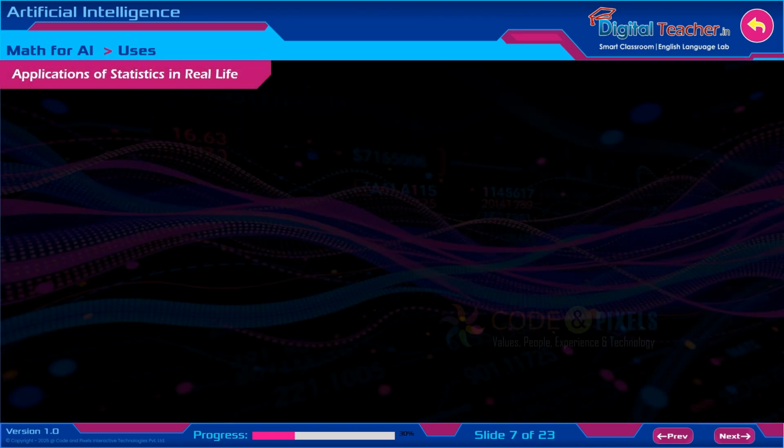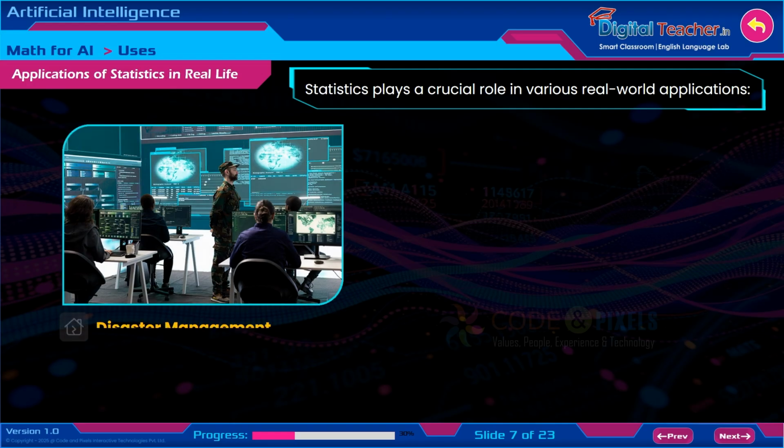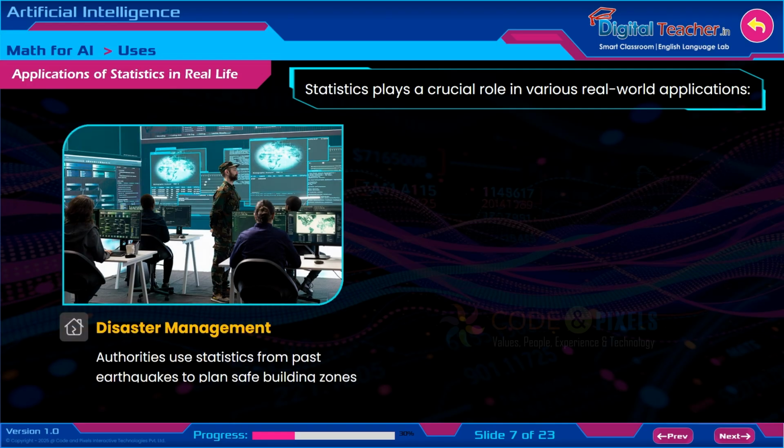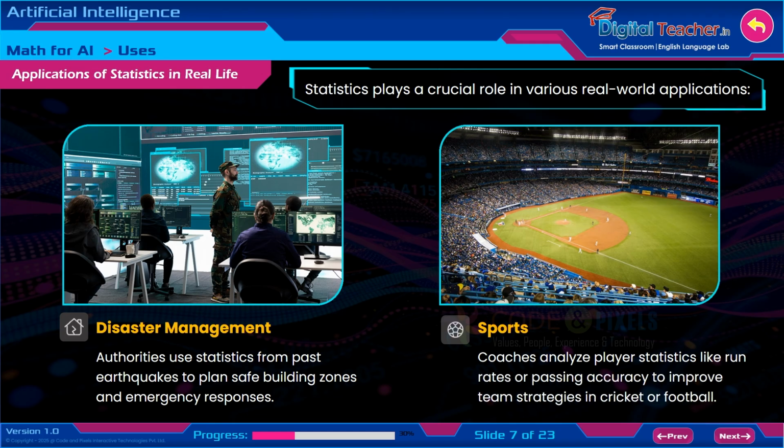Applications of statistics in real life. Statistics plays a crucial role in various real-world applications. Disaster management. Authorities use statistics from past earthquakes to plan safe building zones and emergency responses. Sports. Coaches analyze player statistics, like run rates or passing accuracy, to improve team strategies in cricket or football.